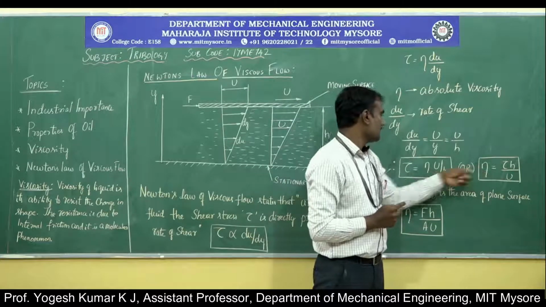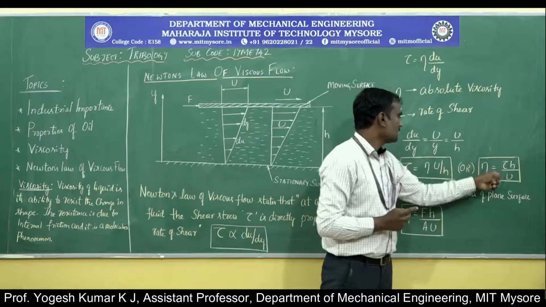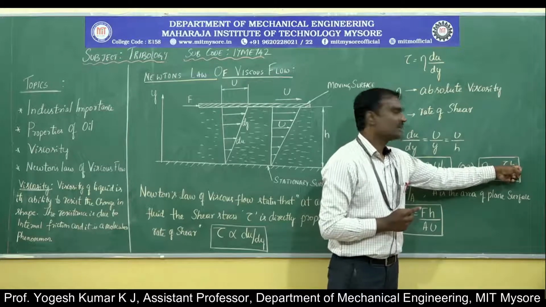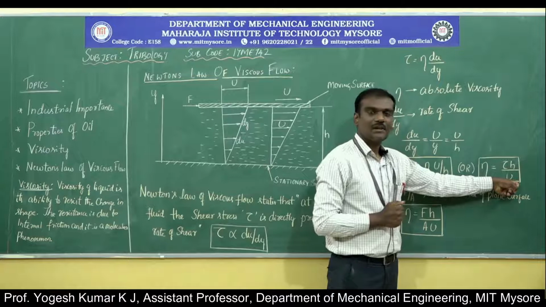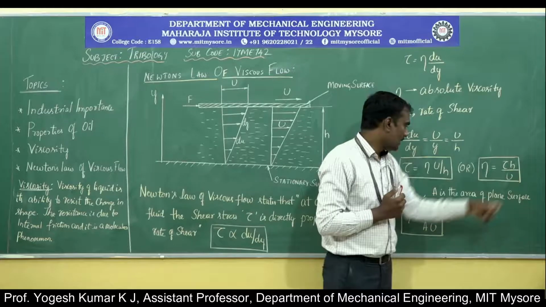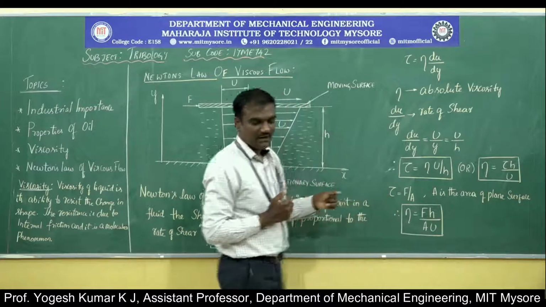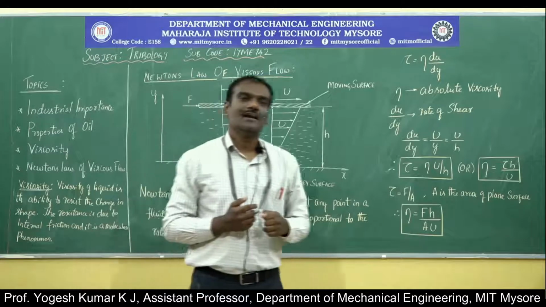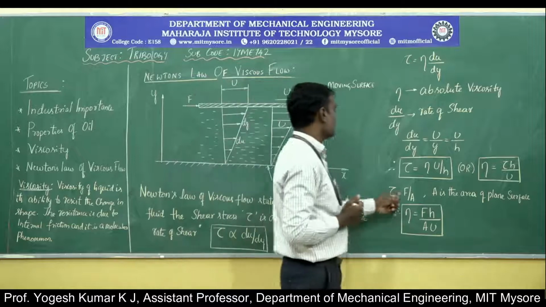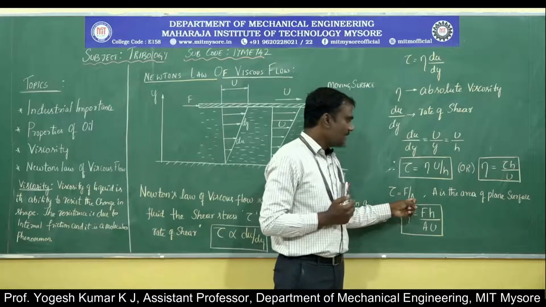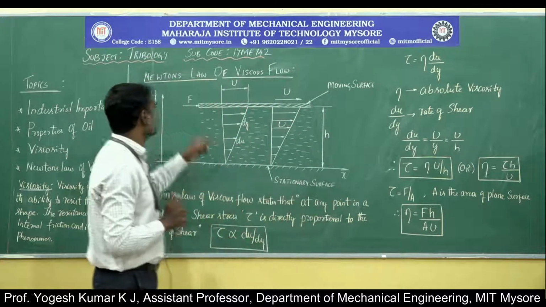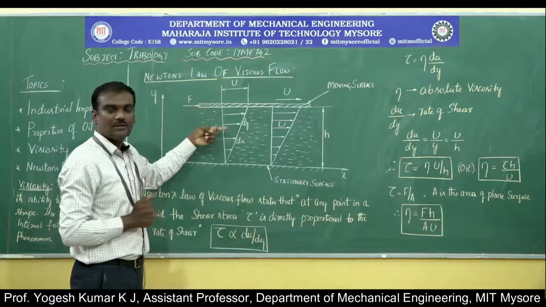The absolute viscosity can be found by rearranging the equation: eta equals tau h by u, where tau is the shear stress, h is the distance between the two parallel plates, and u is the velocity at which the moving surface is moving forward. We know stress is nothing but force by area, and shear stress is nothing but shear force divided by the area. Shear stress is given by force by area, where area A is the plane surface area which is in contact with the lubricating oil.